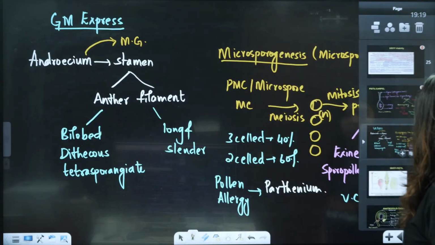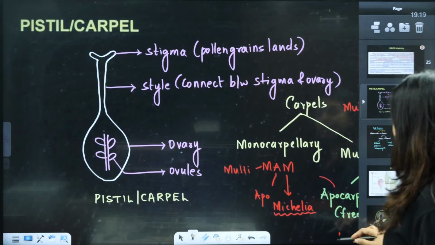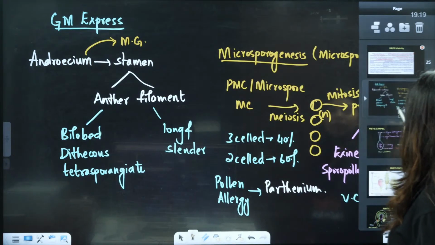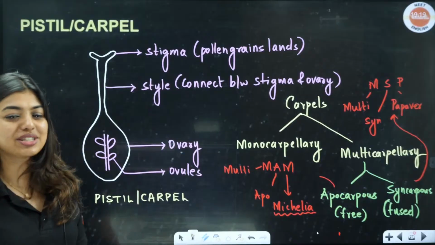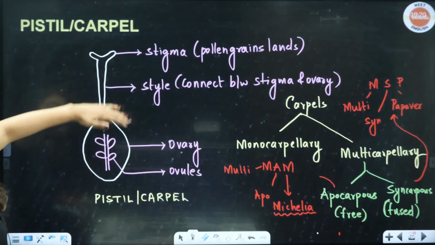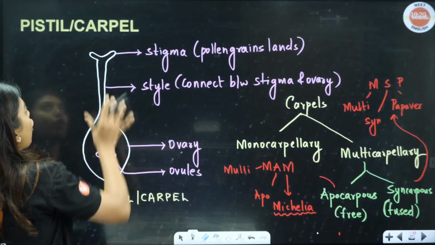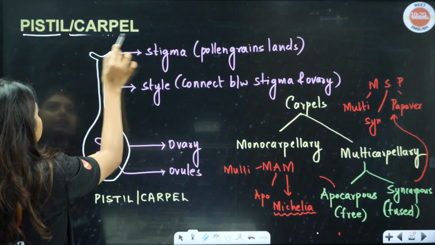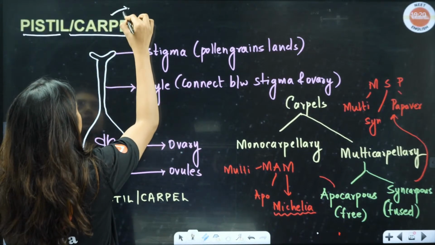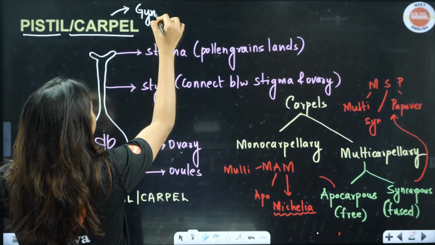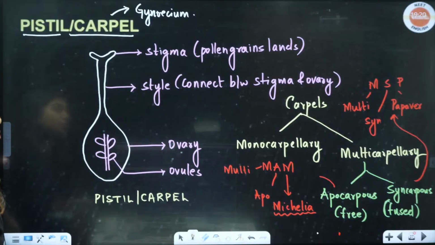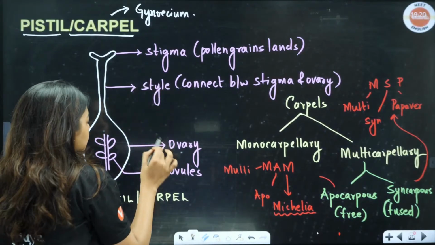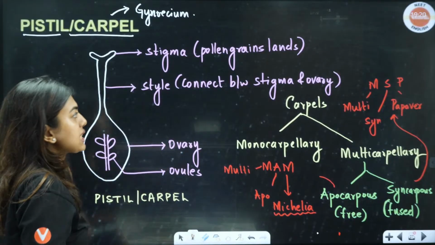Now, coming back here, we are going to start with the female. You'll notice, students, stigma, style, ovary, ovules form the pistil or carpel. All the units are present inside what? The gynoecium. So it's all formed in the gynoecium. G for girl, G for gynoecium, like that you can remember.